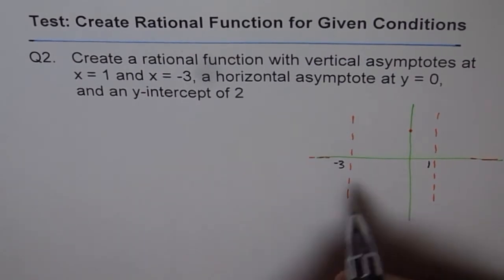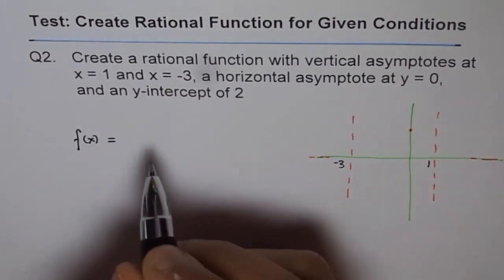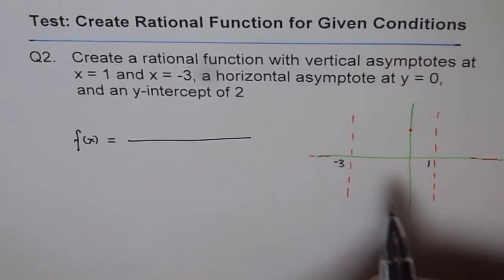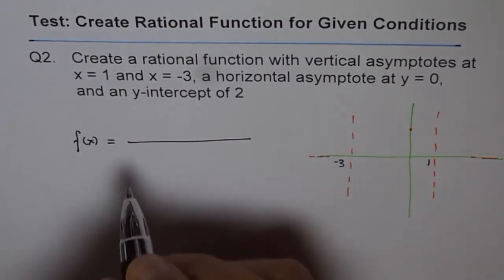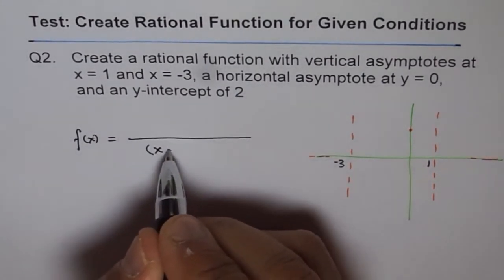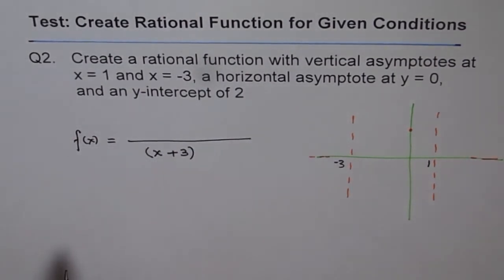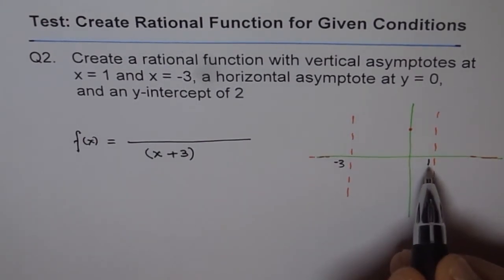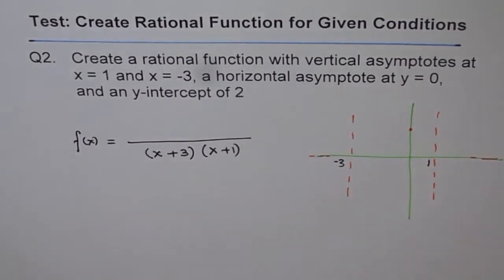So we'll start writing down our equation now. We'll say f of x should be equal to what? First let's go with the vertical asymptotes. A vertical asymptote at minus 3 means a factor in the denominator which should be x plus 3. Now if I plug in minus 3, that becomes 0 and gives me a vertical asymptote. A vertical asymptote at 1 means x minus 1 is a factor in the denominator.